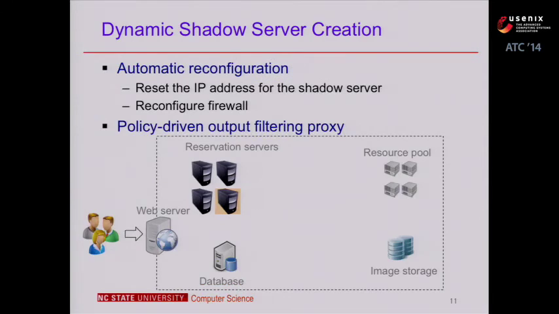So here is a detail about dynamic shadow server creation. Basically, the first step is that we clone the faulty component, and this component is going to inherit all the state from the production server. So the first step we perform is automatic reconfiguration, in which we reset the IP addresses if needed. We reset the firewall to allow this component to interact with other components in the system.